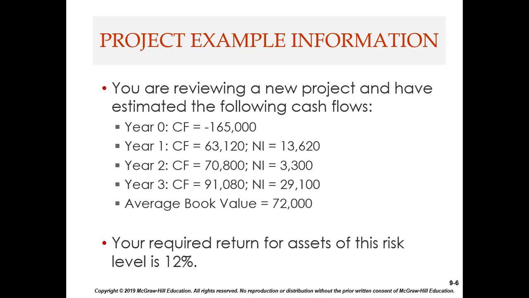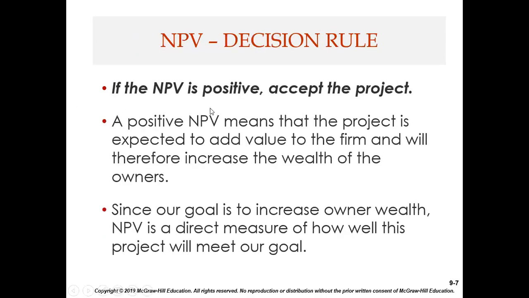The cost is 165. Okay, so we're going to have positive cash flow of 177,627. That's the present value of those. Payout today, 165. So the difference is a positive 12,627. So you would take on this project. So if the net present value is positive, accept it. And it was in our case here.